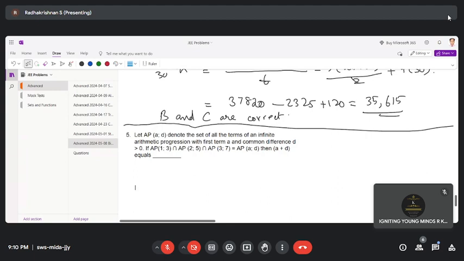Okay, so now AP of 1 and 3, intersection AP of 2 and 5, intersection AP of 3 and 7 equal to AP of A and D, then we have to figure out the values of A and D. Okay, so this you can easily do. You can write those series and see where are the intersections. So basically using LCMs, you can figure out where are the intersecting points. These are just APs. So you should be able to do it. Okay, so please work on this as your homework. You can send the result to me if you have done it anytime. We will discuss in the next class.